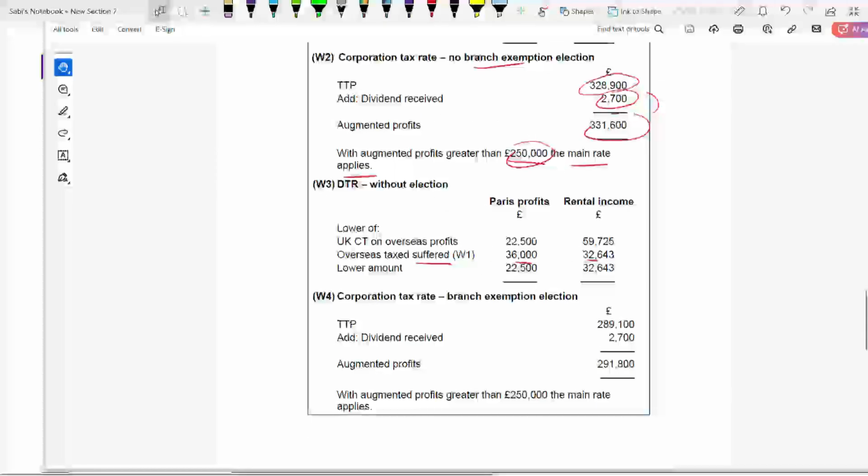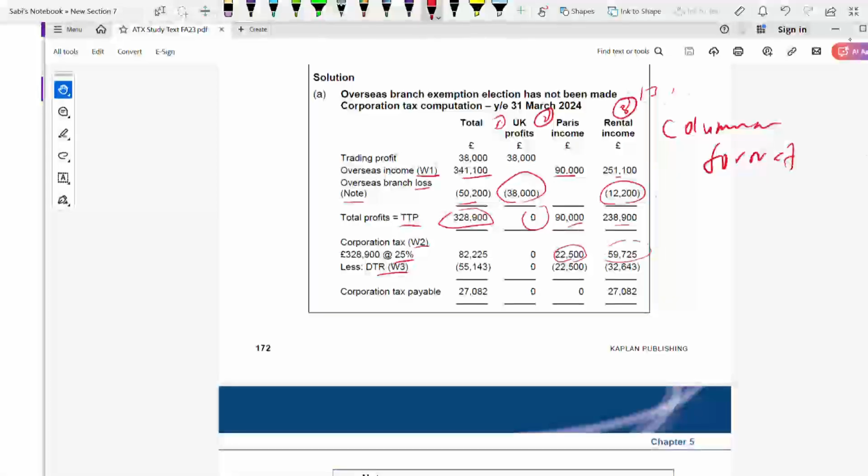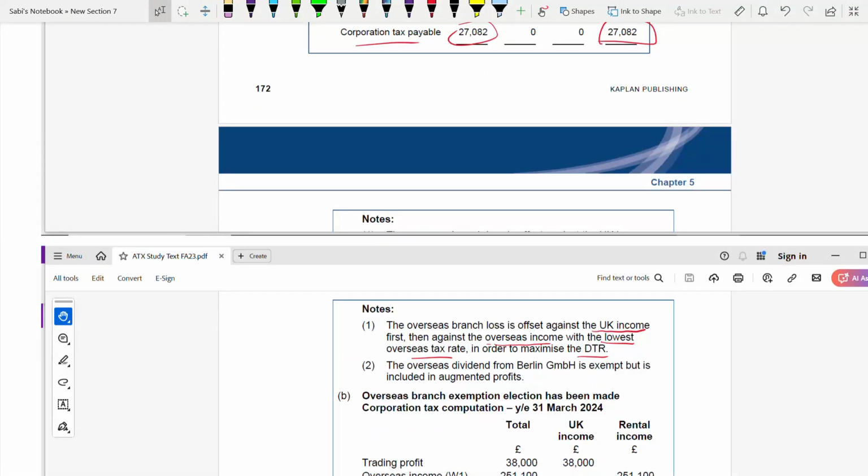Here 59,725. So the lower of these two is 20,500 and the lower of these two is 32,643. So they are the DTR, 22,500 and 32. Deduct it and you get your corporation tax payable. Okay, so it is only this, rest is 0. This is when election is not made. Now the overseas dividend is exempt, but it is included in augmented profit. That's what we have done.